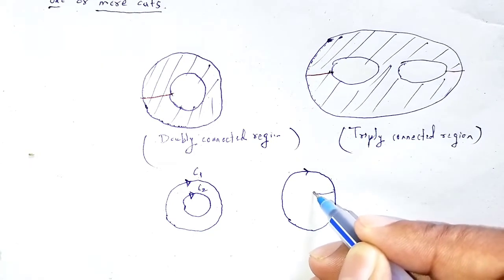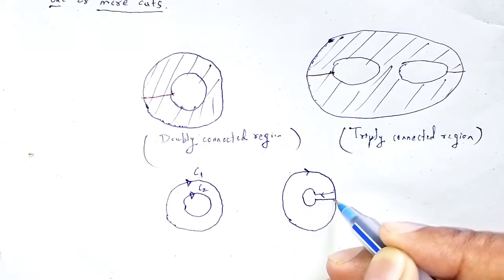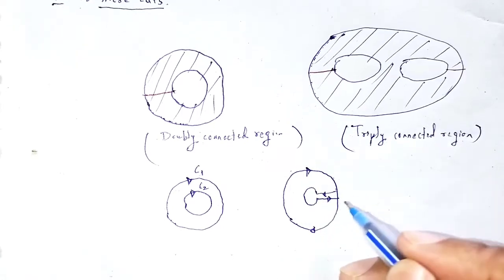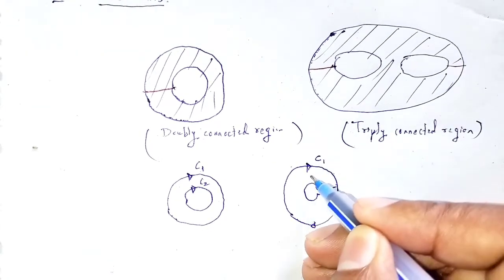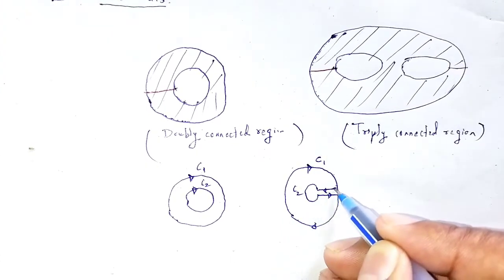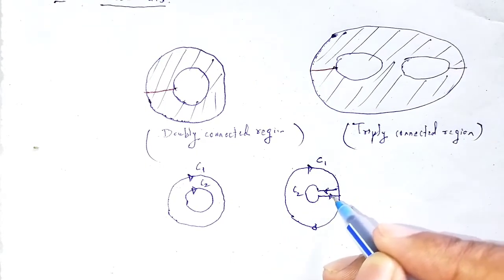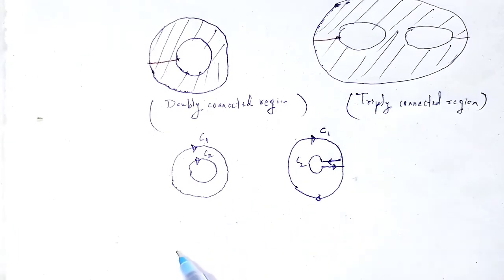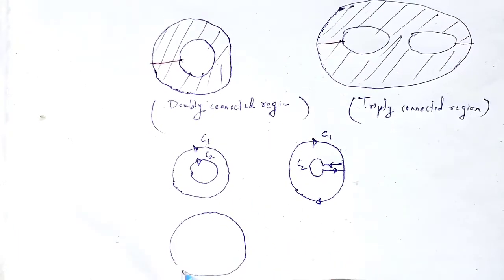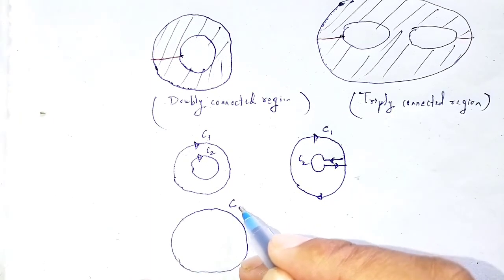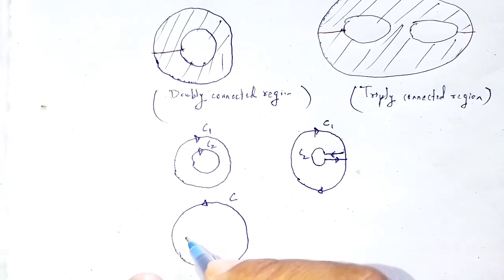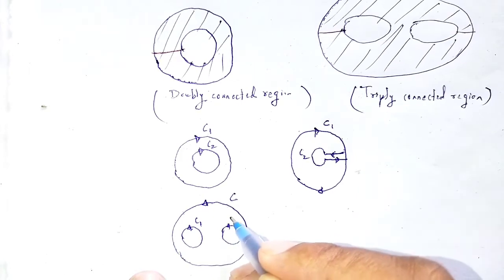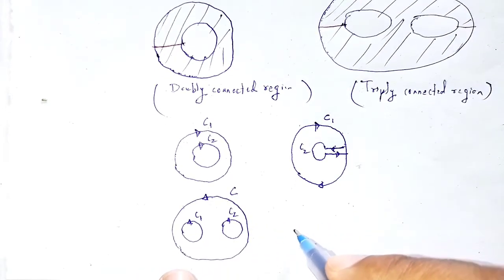Here I prefer cross cuts, like this, C1, that one is C2. Generally a cross cut is used to convert that doubly connected region into simply connected region. But when you take triply connected region, let that one be C, here C1, C2. So we convert it into simply connected region.